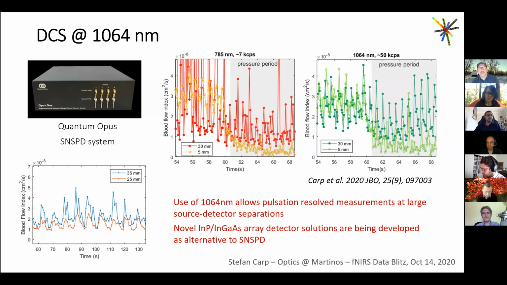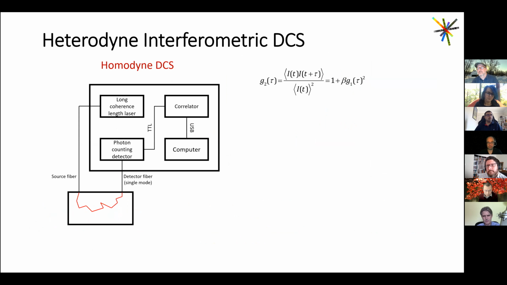The superconducting nanowires are amazing, but they're also large and expensive. So there's additional work being done on developing array detectors, that Dr. Franceschini mentioned the other day, together with MIT Lincoln Lab, to use a multi-pixel detector as an alternative to the superconducting nanowire. Now moving on to something that's a little bit simpler, but also potentially quite effective.